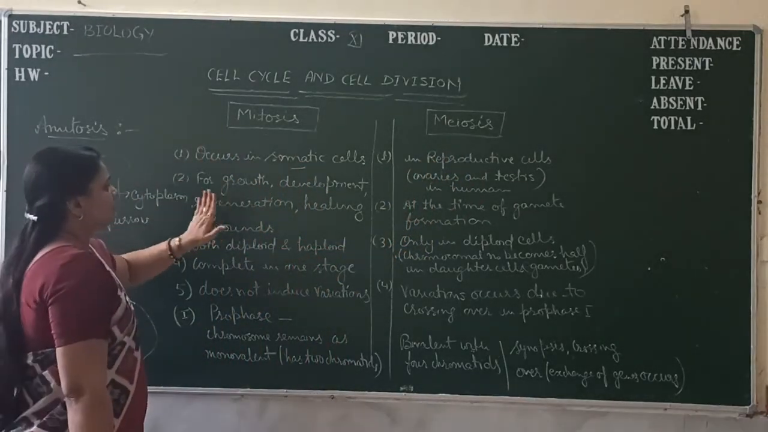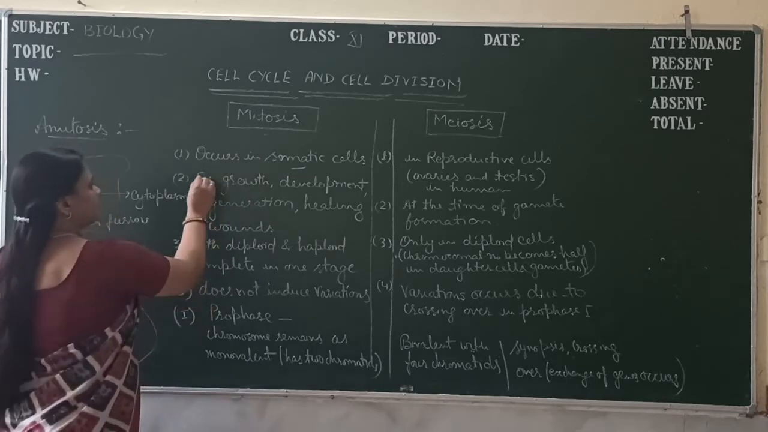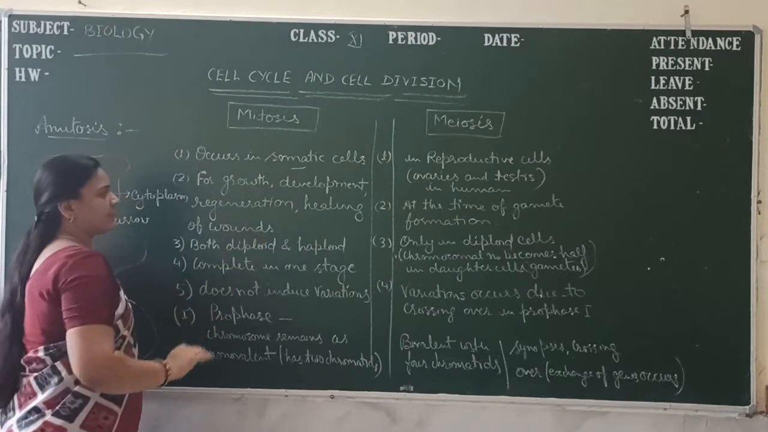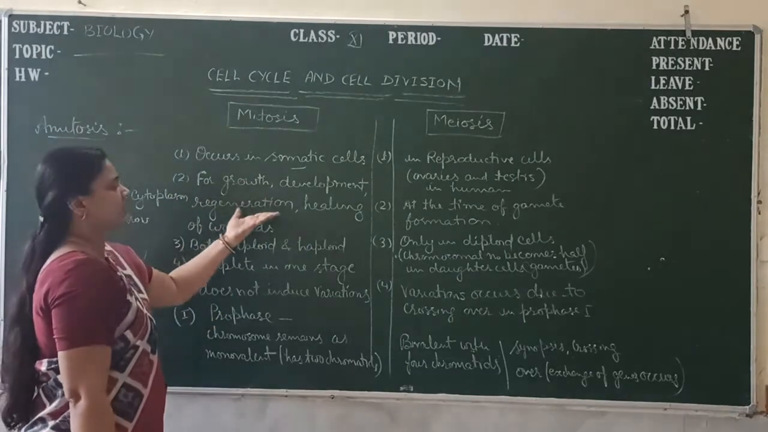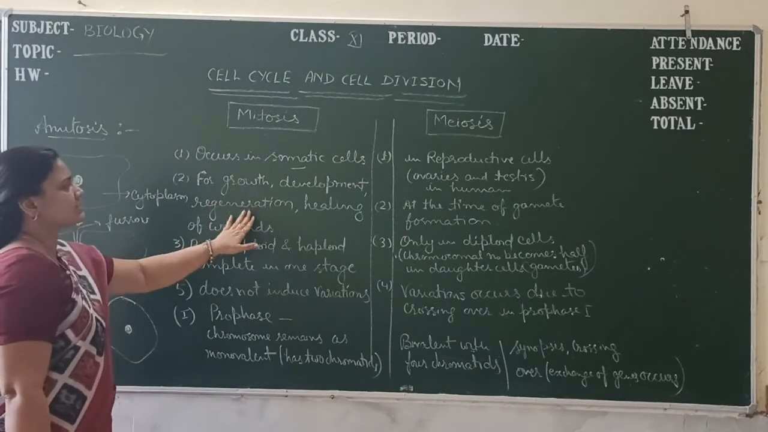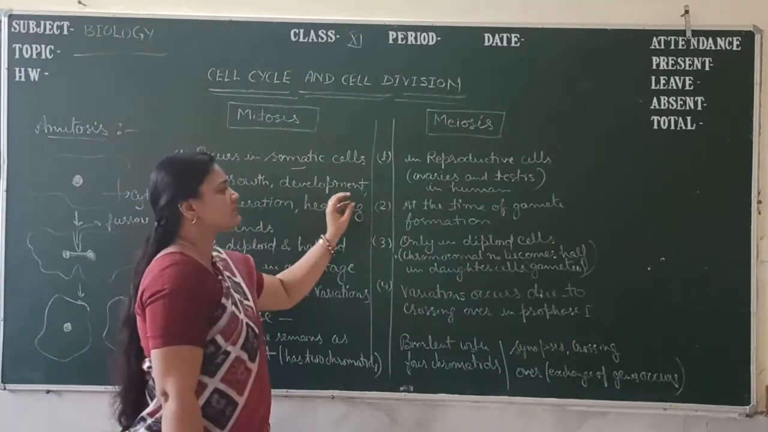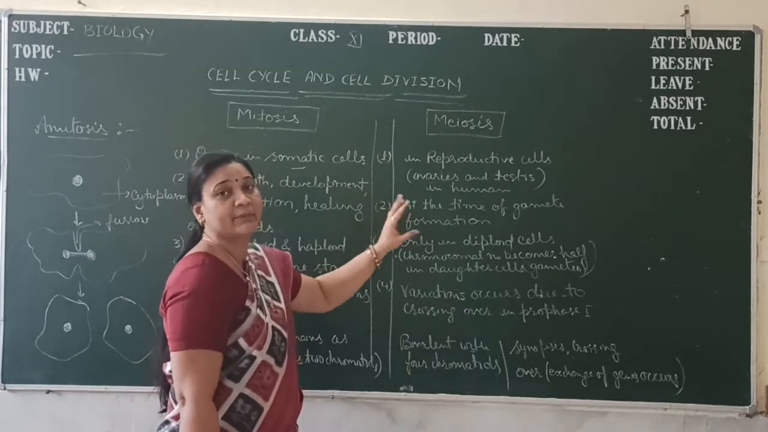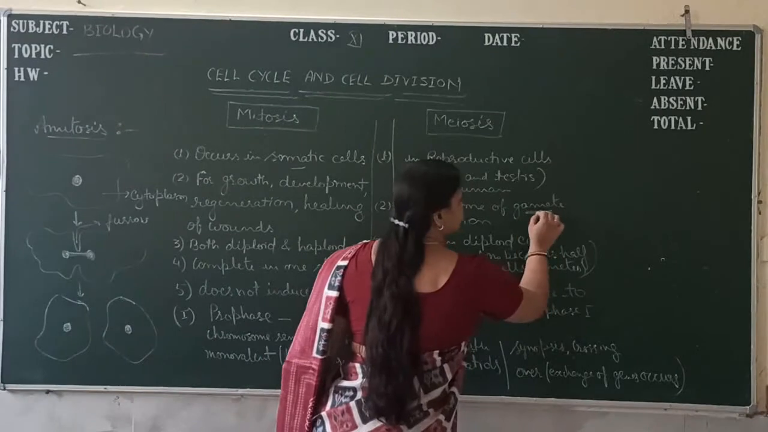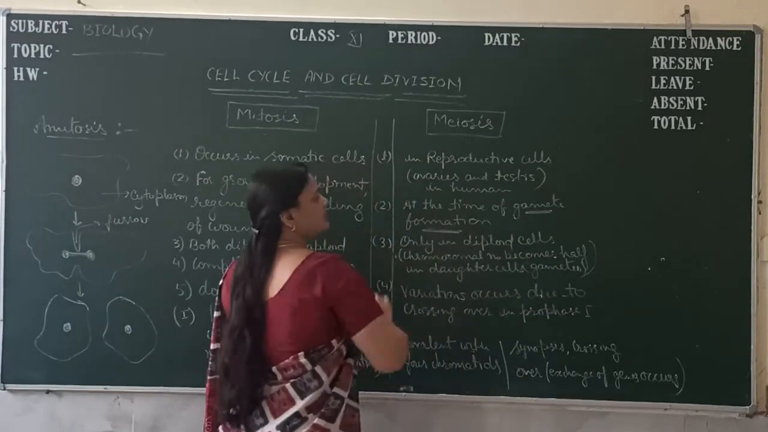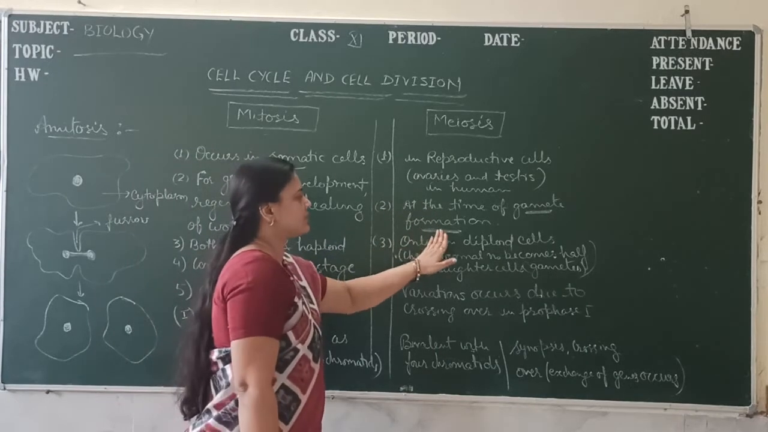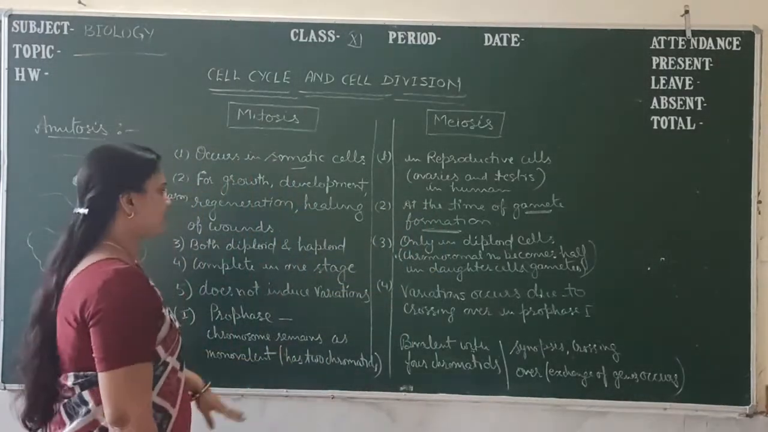Now, what does mitosis result in? Mitosis occurs for growth, development, regeneration of parts or healing of bones. That is, overall development occurs by mitosis. But meiosis occurs only at the time of gamete formation. Only gamete formation. It is the first step of sexual reproduction. So meiosis occurs only in sexual reproduction, at the time of gamete formation.